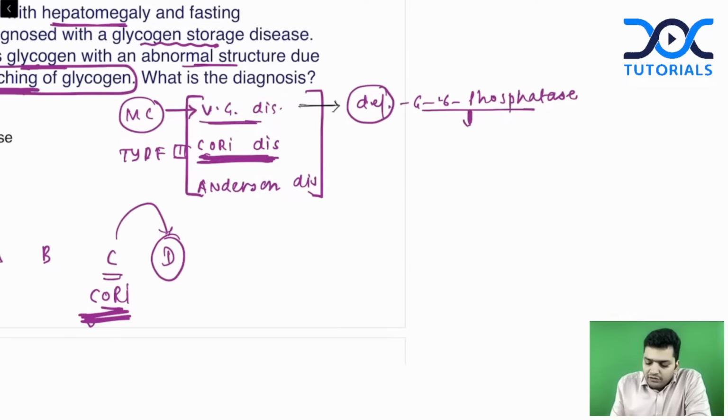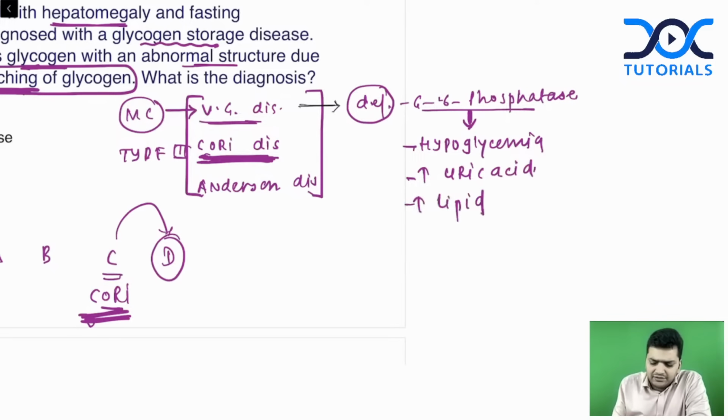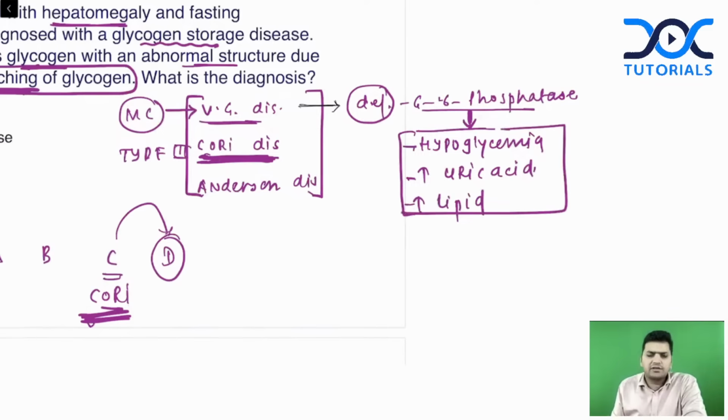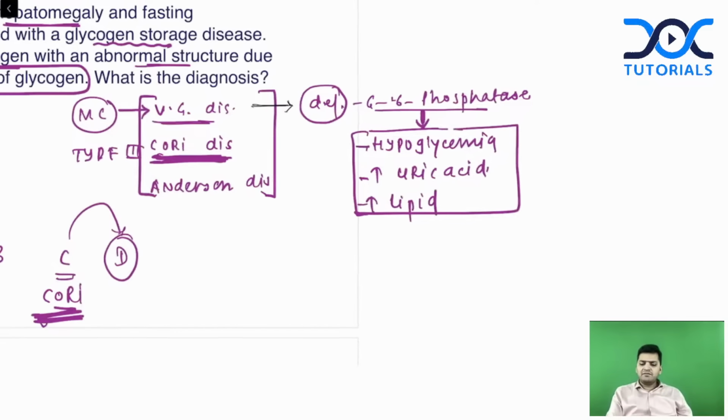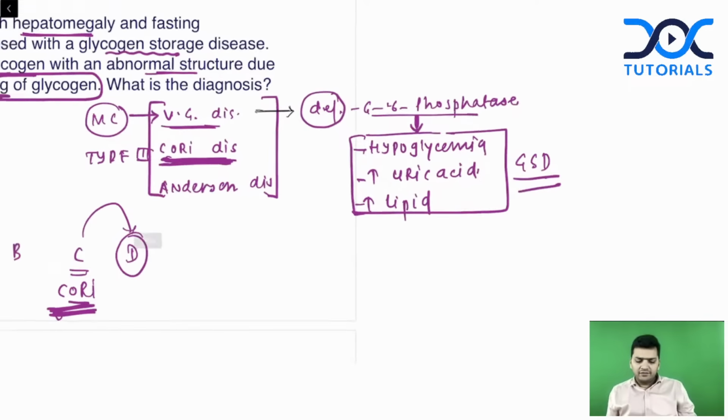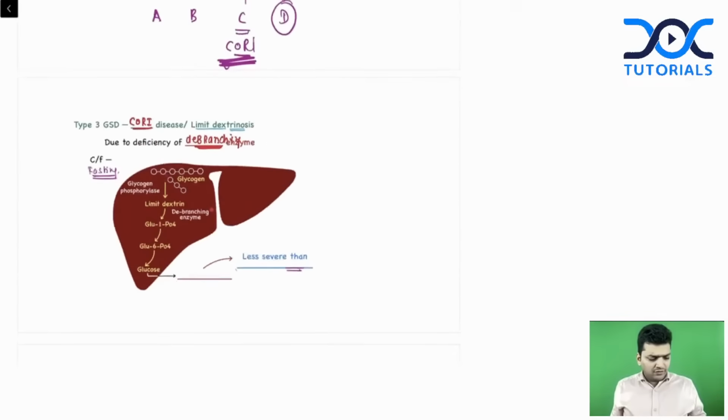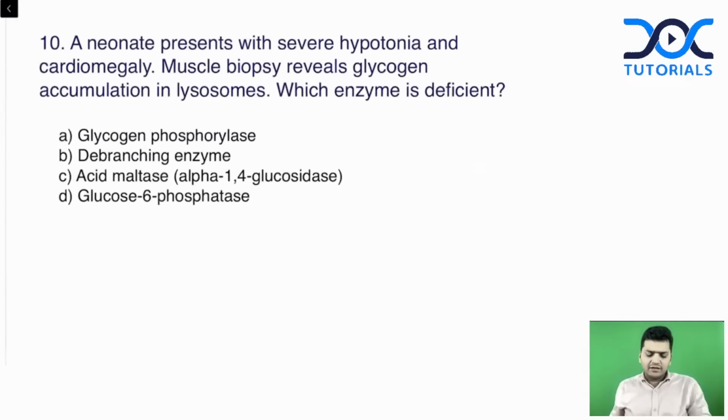Now, if the glucose 6 phosphatase deficiency is there, the child is going to develop severe hypoglycemia. It is also seen that there is going to be an increase in uric acid and an increase in lipids in these patients. So if you see this combination, in which glycogen storage disease we have severe hypoglycemia, hyperuricemia, and hyperlipidemia, they are talking about von Gierke. Right? Very good. Let's come to the next one.